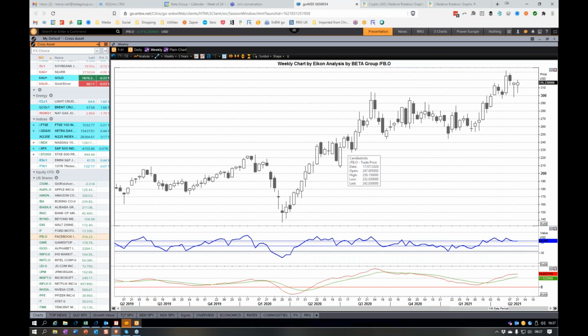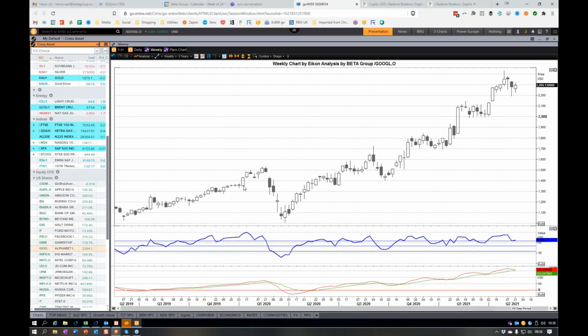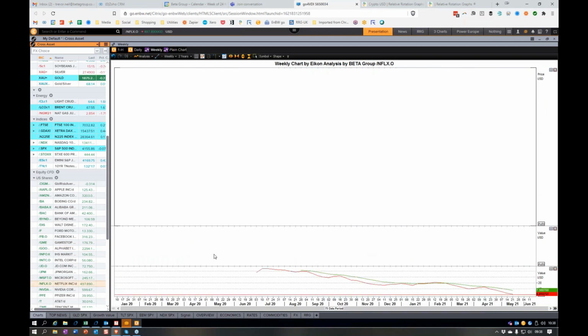Facebook is the best looking of them. Here it's looking really good. The weekly chart looks phenomenal, and that one is almost separate, I would say. Google is another separate one here. This chart is looking great on its own, and this would be the one, if you want to stay in the tech area, that would be the one to hold.